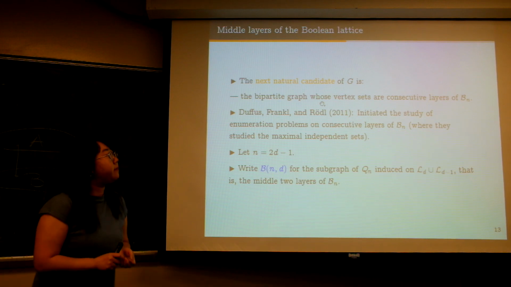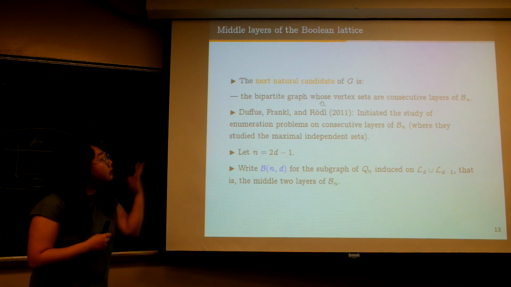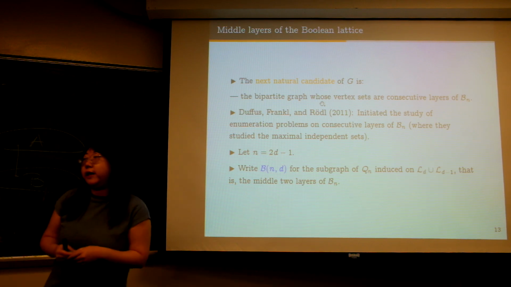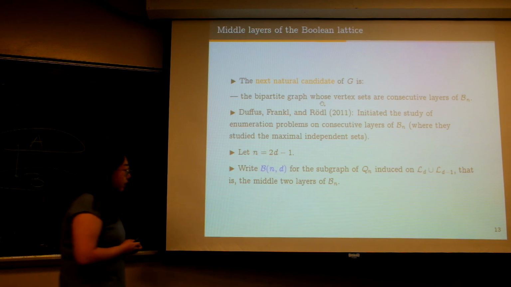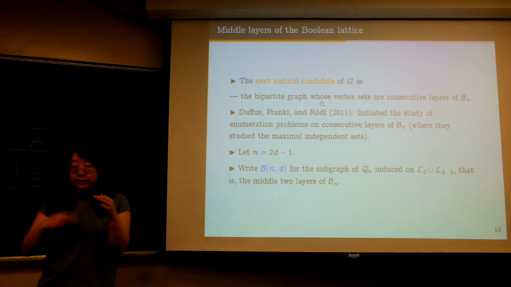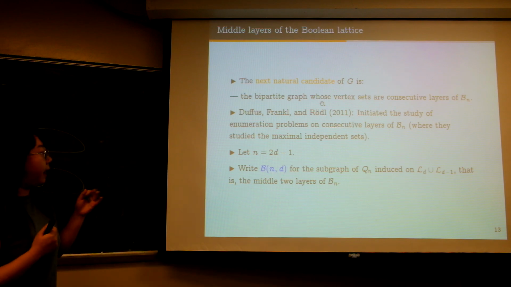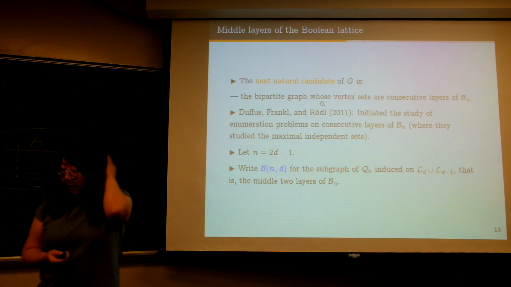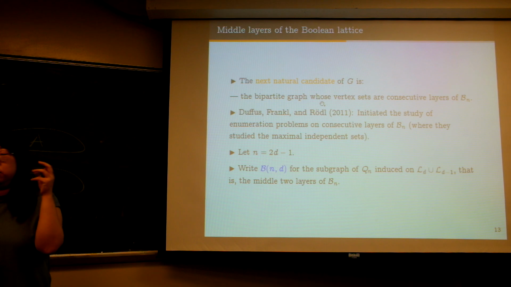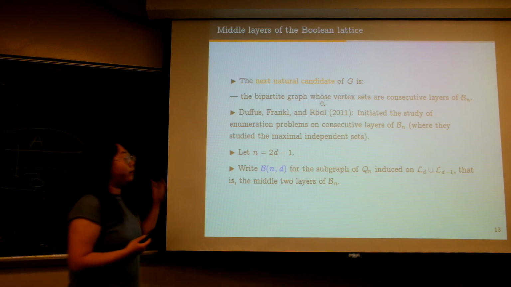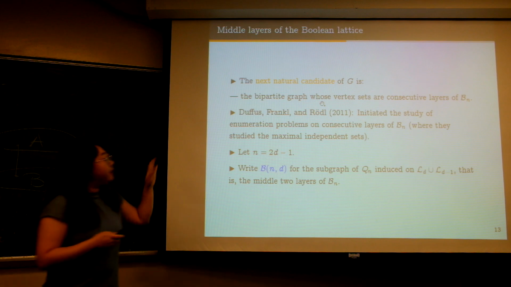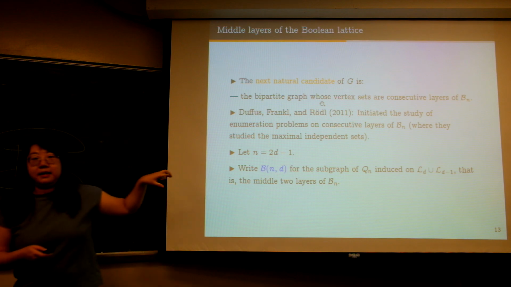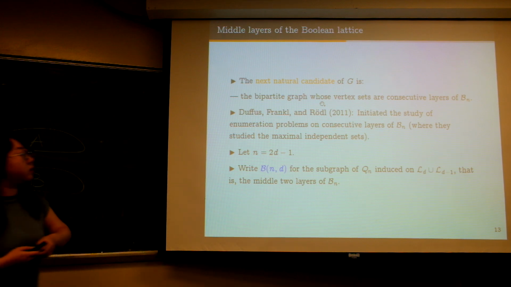As I said, maybe the next approachable candidate for G will be the bipartite graph whose vertex sets are consecutive layers of this Boolean lattice. The enumeration problem on consecutive layers of the Boolean lattice was initiated by Duffus, Frankl and Rödl in 2011. I think the motivation comes from some problem related to chains or antichains, I forget exactly. But they actually studied a different problem, on maximal independent sets. I'll go back to this topic at the end of this talk.